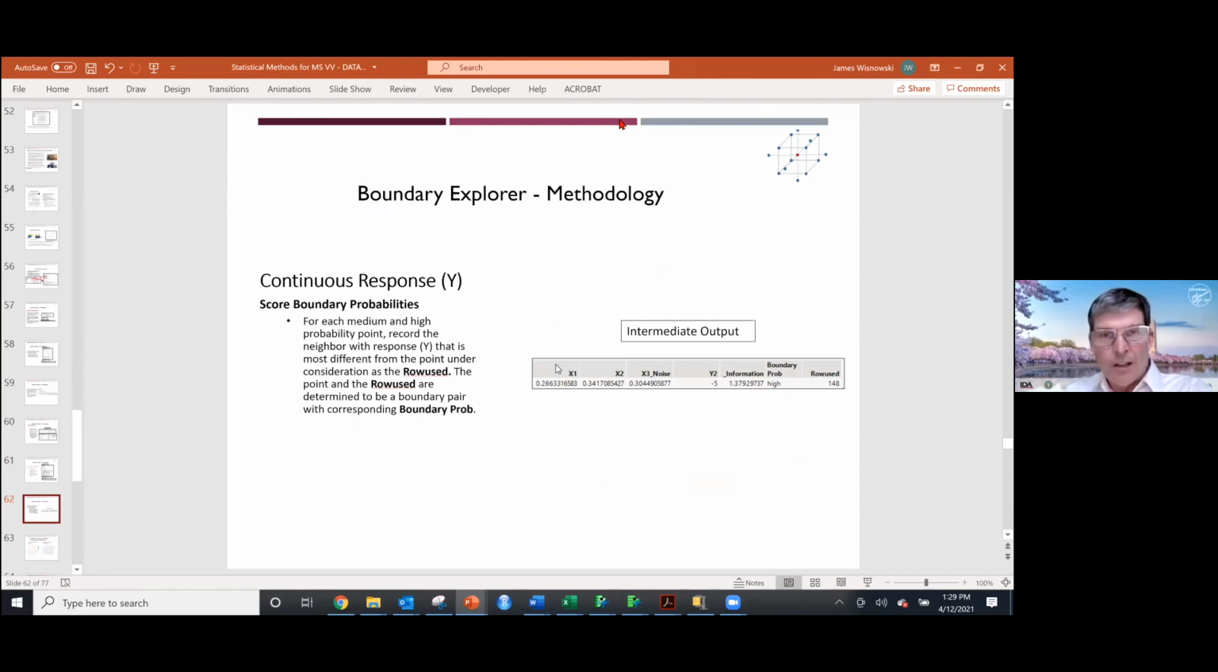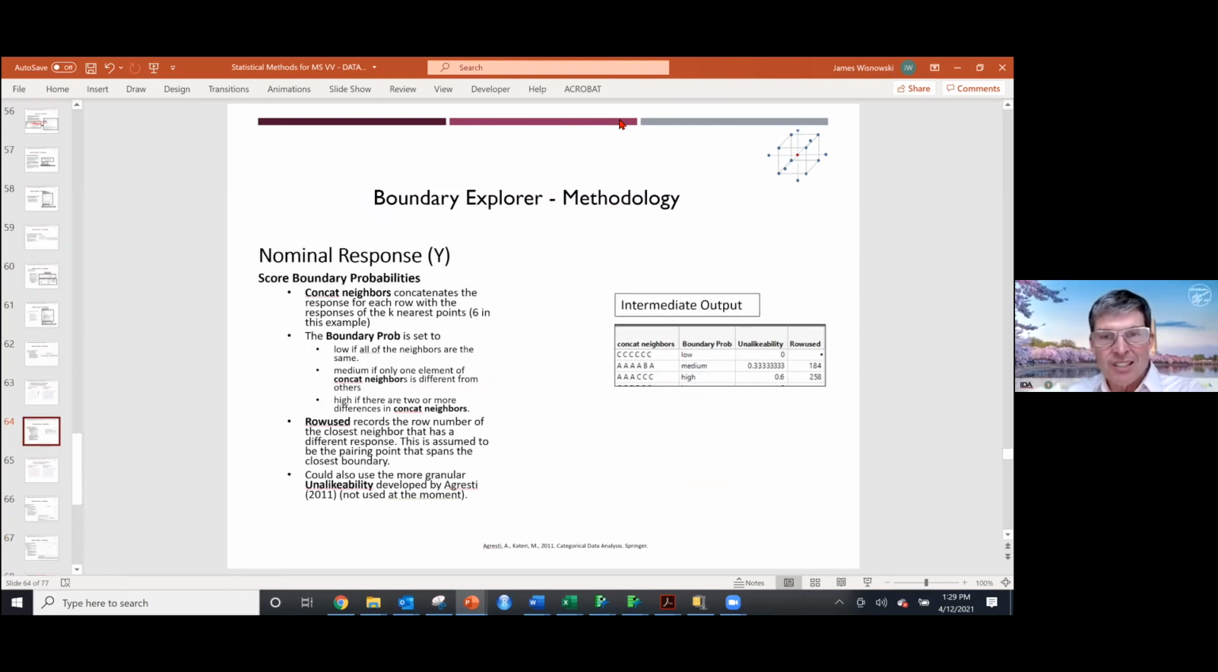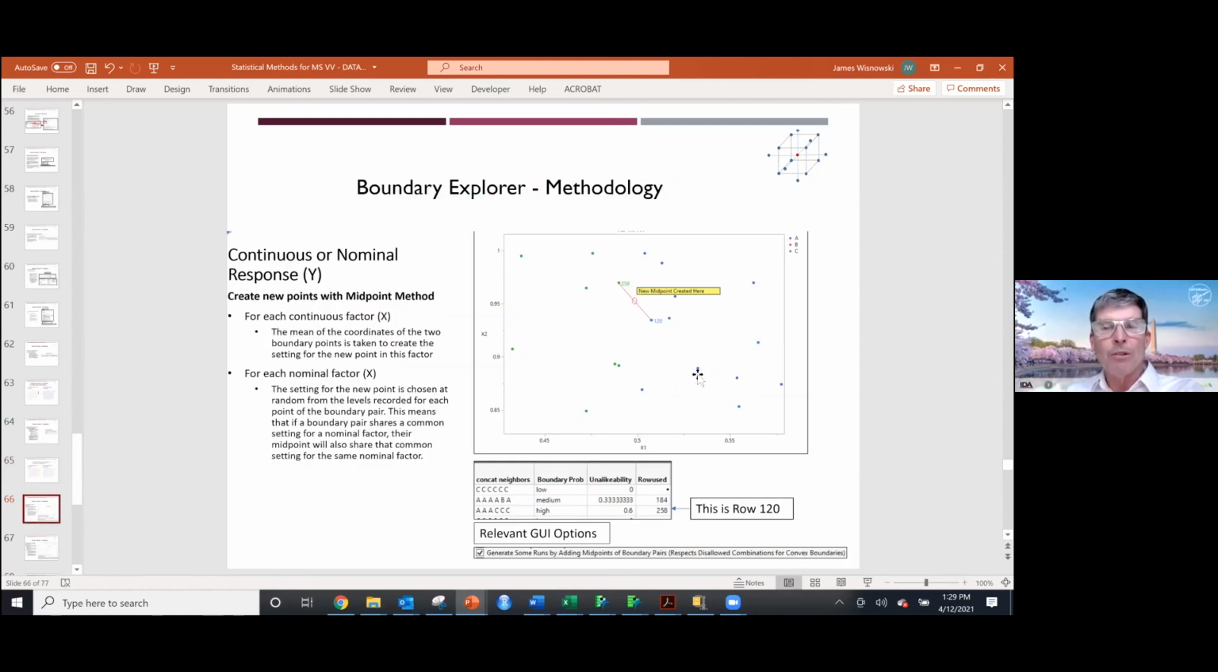Okay, that's perfect. So the same thing happens in the nominal world, where all these are nominal C's, and that's homogeneous, whereas this particular one with 3 A's and 3 C's is very non-homogeneous. So we're going to say that's a very high probability of being a boundary pair. And then when we find those pairs, we take the middle of that, and that's going to be the midpoint.